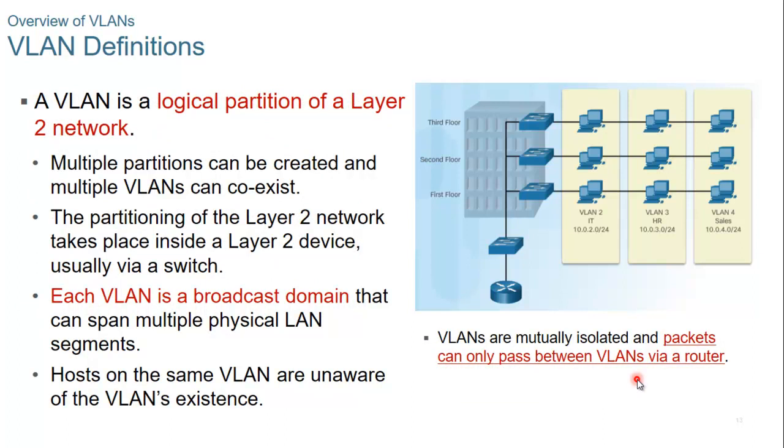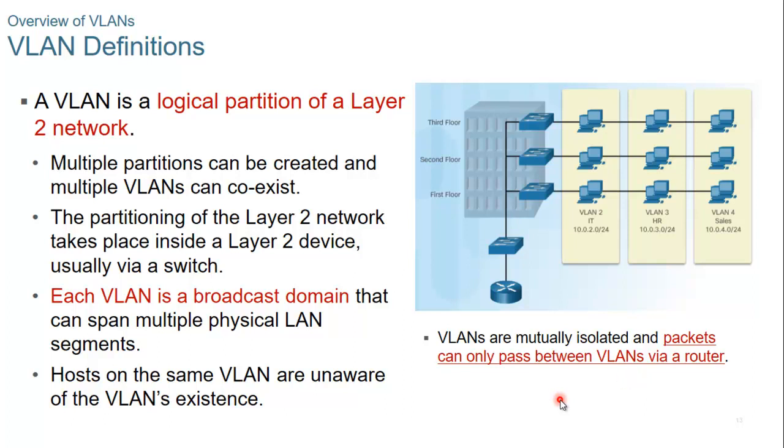A VLAN is a logical partition of a layer 2 network. So the device that is always used in VLANs is a layer 2 device, which is a switch. Multiple partitions can be created and multiple VLANs can coexist. The partitioning of the layer 2 network takes place inside a layer 2 device, usually a switch. Each VLAN is a broadcast domain that can span multiple physical LAN segments. Hosts on the same VLAN are unaware of the VLAN's existence.